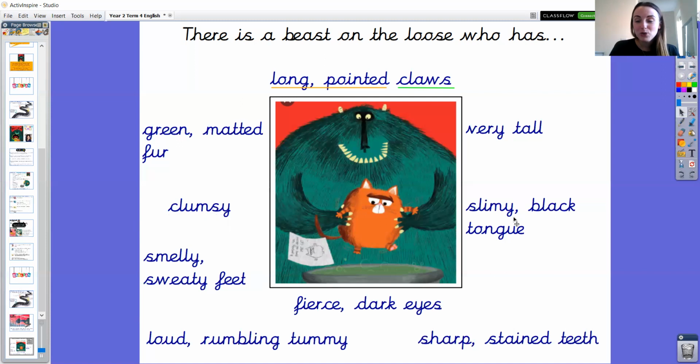Year 2, I'm sure you'll really enjoy this activity today, as I know many of you love drawing, and I look forward to seeing all of your descriptive language to describe the terrible beast who must be found. Well done, Year 2.